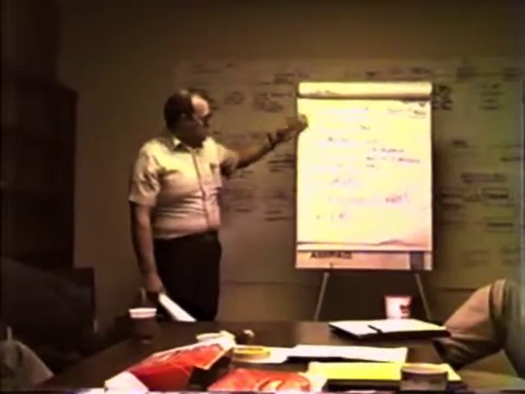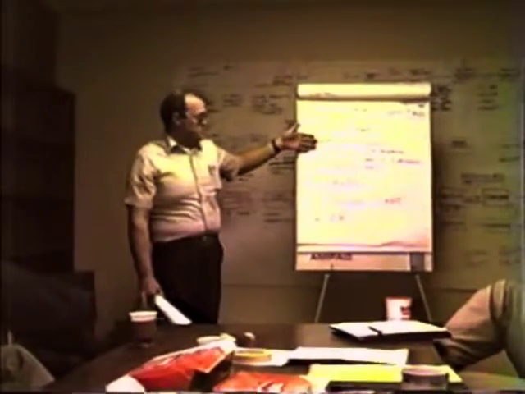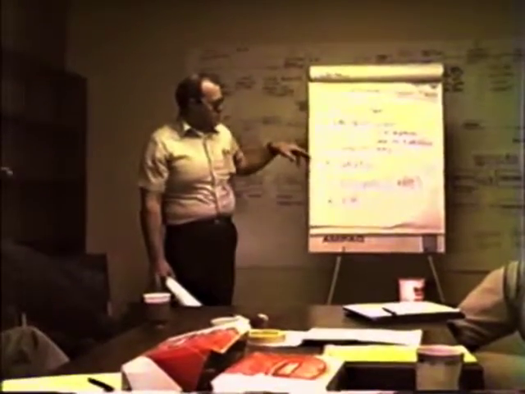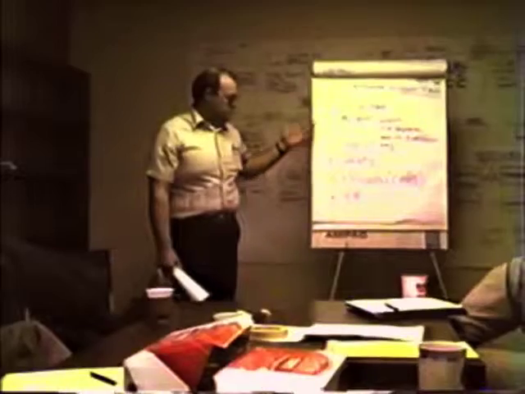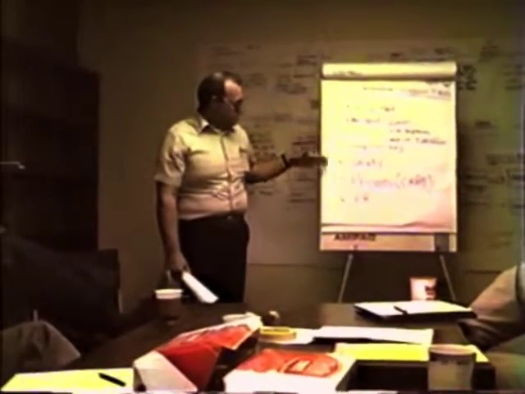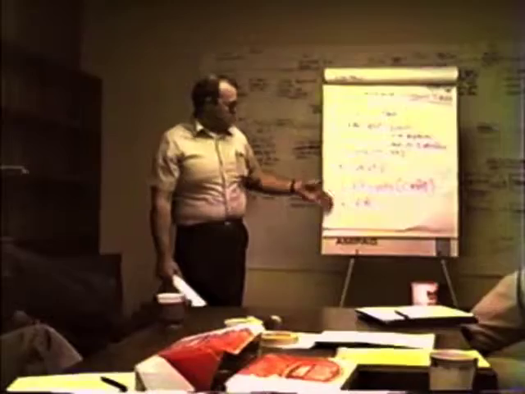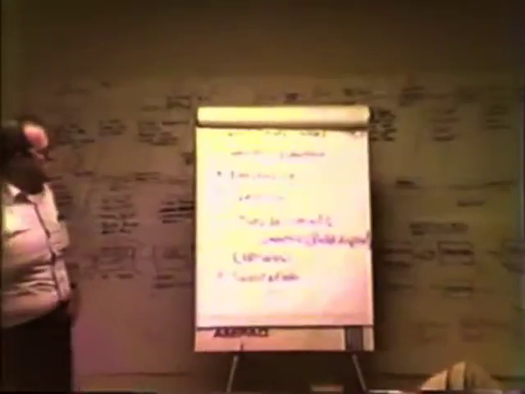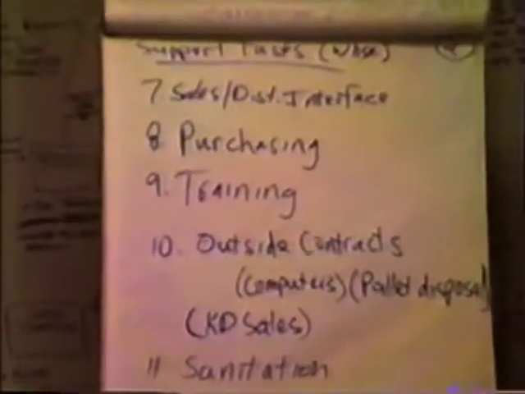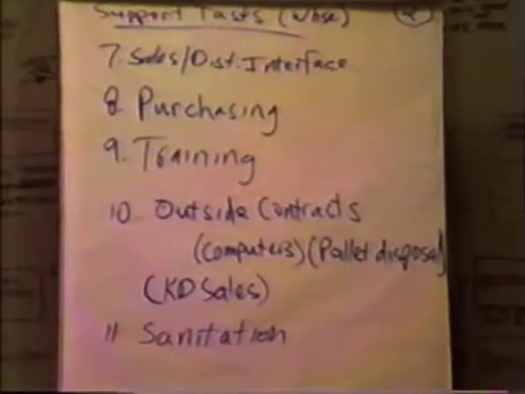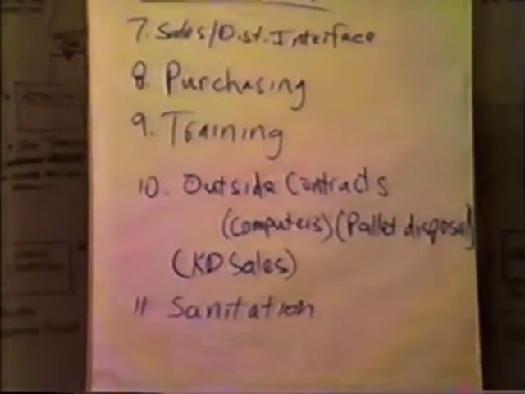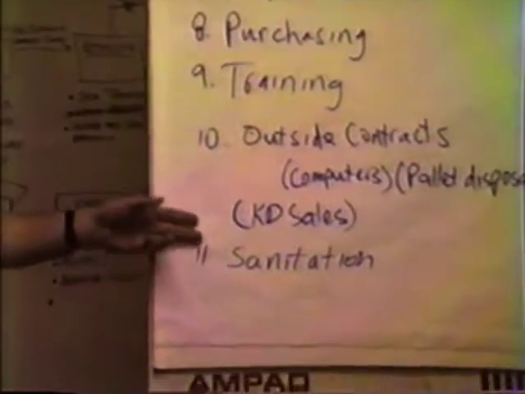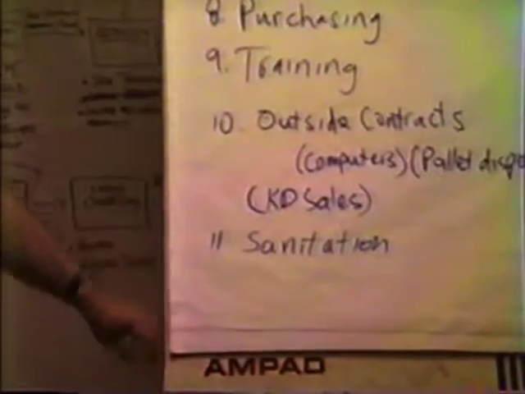And like I said, headings all the way through: high-tech, data input, whatever that entails, invoices, sampling, invoices for shipments, computer interface, sampling, how much is a QA in that part, safety, projects, ER, sales, distribution interface, purchasing, training, outside contracts, which encompasses computer contracts, pallet disposal, people take them off our hands for firewood, KD sales, sanitation.